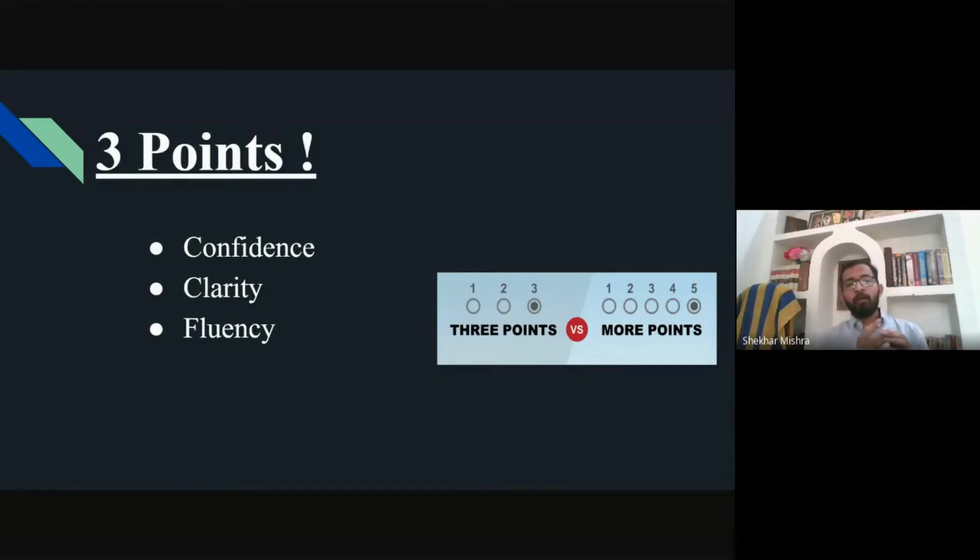Or how to check you are not fluent? Like if I'm speaking here and some of you have asked a question to me and I felt irritated that that person is interrupting my presentation, then it means you are not fluent. You are not ready to take questions. So here are the three main points: confidence, clarity, and fluency. If you maintain these three things, your speech will be best.